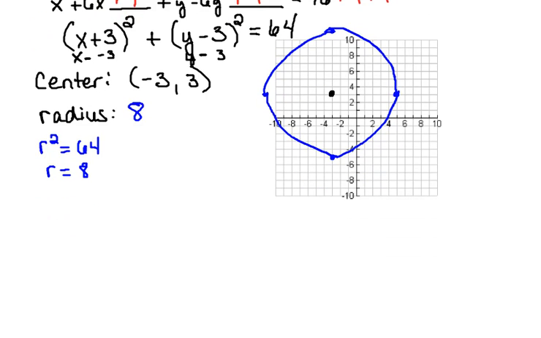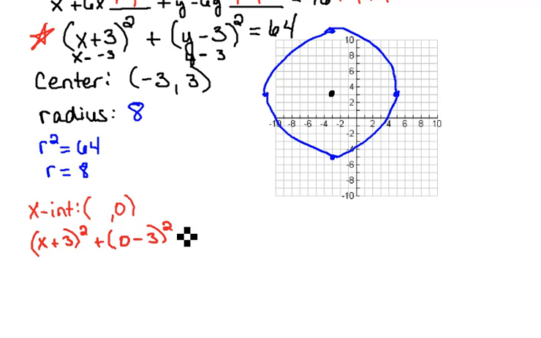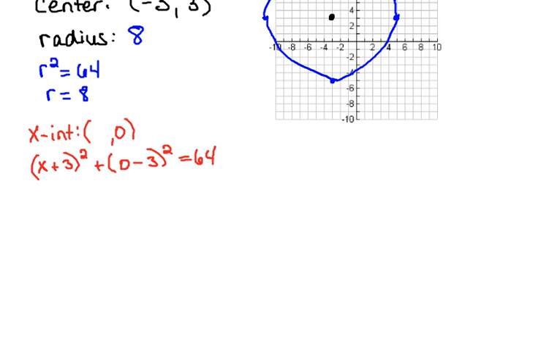So first things first, let's find our x-intercept. And again, remember you're letting y be 0 and solving for x. And we're going to go back to our standard form equation to make that happen. So that means x plus 3, quantity squared, plus 0 minus 3 squared equals 64. Alright, so let's go ahead and finish this out.